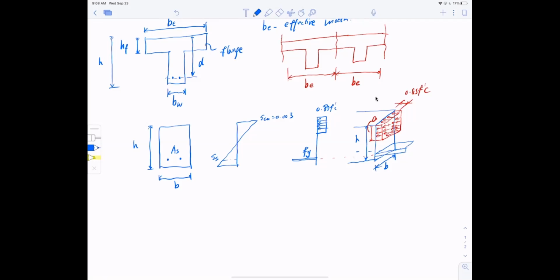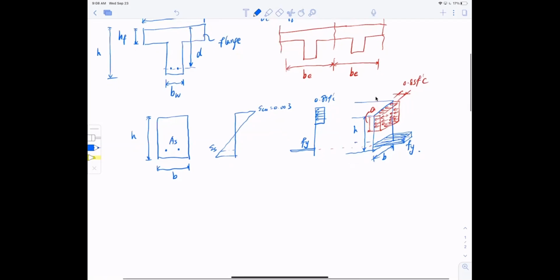So it's relatively long, okay, and this is Fy. Okay, this is Fy, right? So this is a 3D view of the stress distribution.